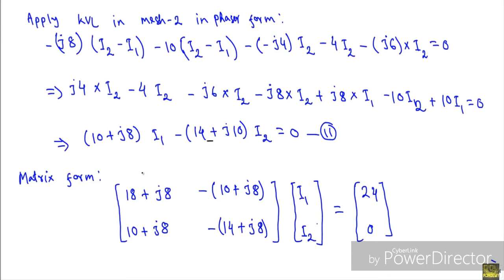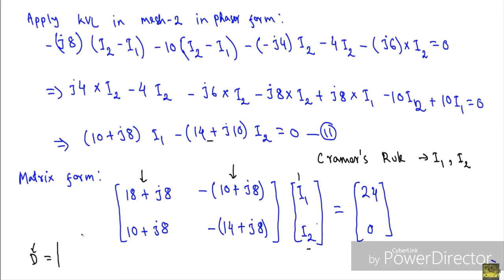In this column we are taking the coefficients of current I1. In this column we are taking the coefficients of current I2. So using Cramer's rule we can calculate the current I1 and the current I2. For that, at first I have to calculate the determinant of the coefficients D. How do we calculate the determinant of coefficients?